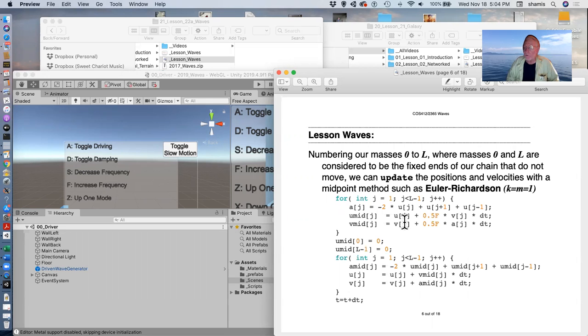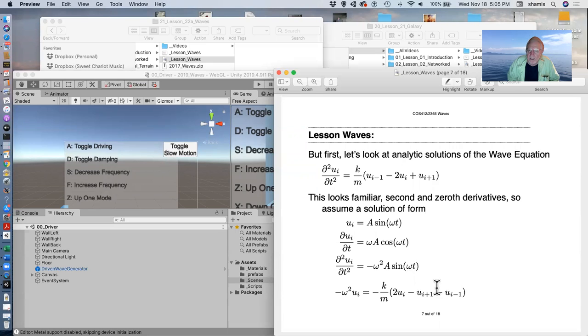And we have an even better one, Euler-Richardson, which with our little chain here, masses 0 through L, where 0 and L are considered to be fixed. So we're only going to update position 1 through position L minus 1. I calculate my acceleration, move forward a half step, half of a delta t step. This gives me my velocity and position at the midpoint, which I can then reevaluate that acceleration at, and then do a whole step using that midpoint velocity and position. So that's Euler-Richardson. I'm not going to go through how to get the analytic solution.